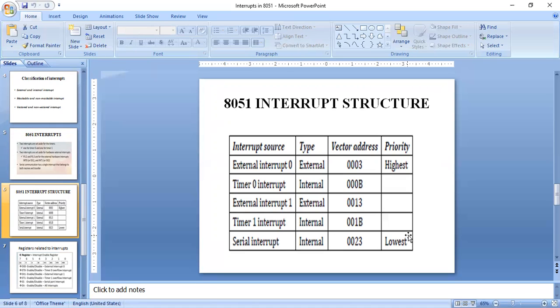So they have priority, the highest priority. What is meant by priority, and what is the need for it? If more than one interrupt comes for service of the microcontroller at the same time, only one of the interrupts can be serviced at one time. So that is selected using the priority of the interrupts. External interrupt 0, that is EX0, has the highest priority. Then timer 0 interrupt, EX1, timer 1 interrupt, and serial. So the serial interrupt has the least priority.